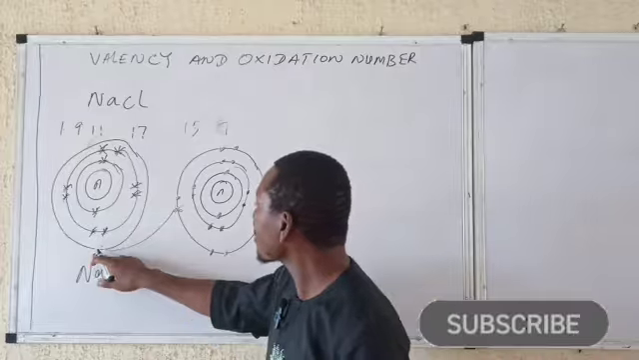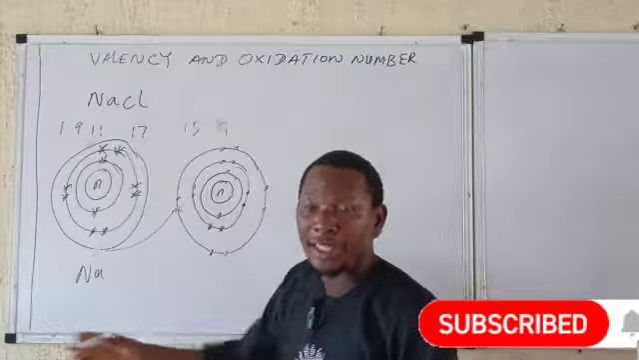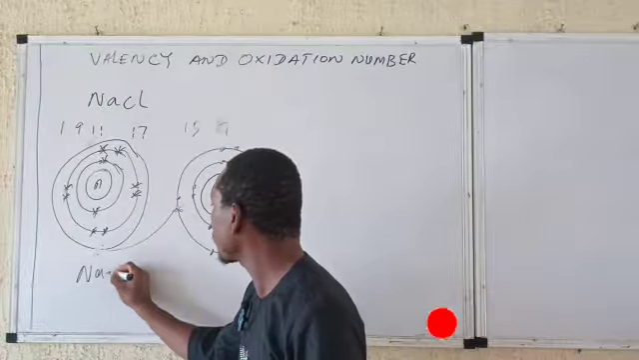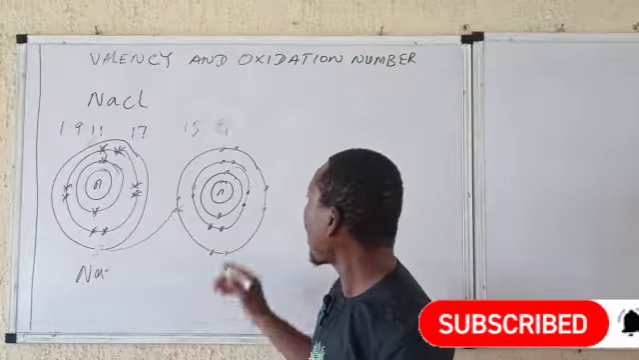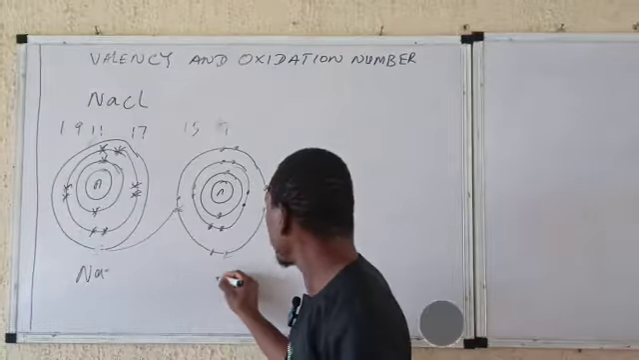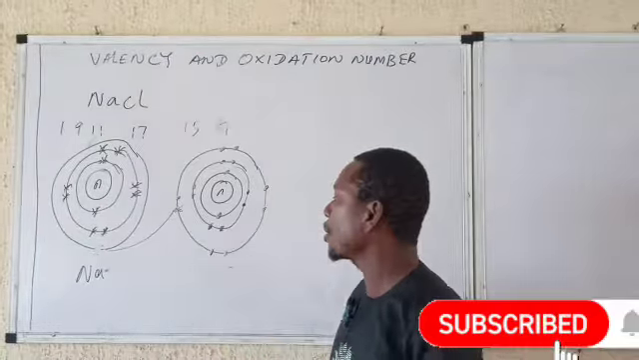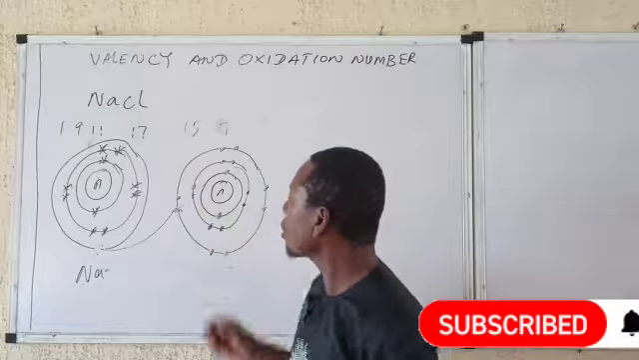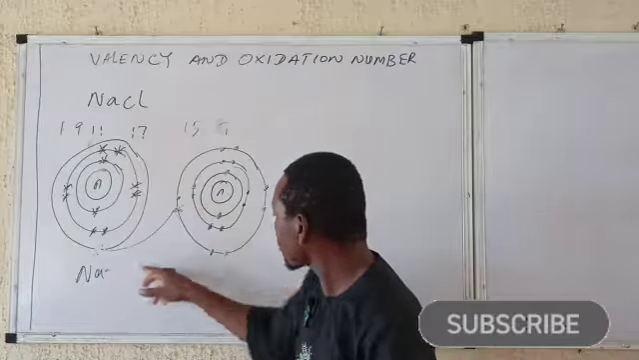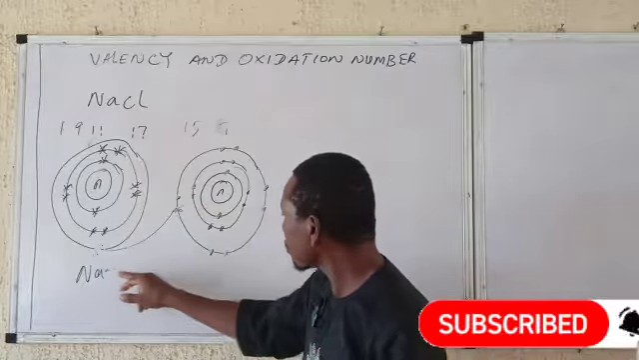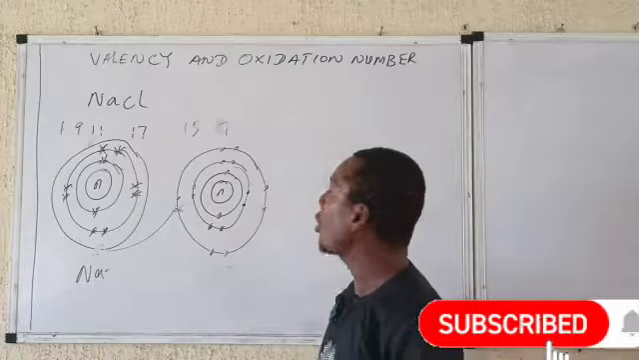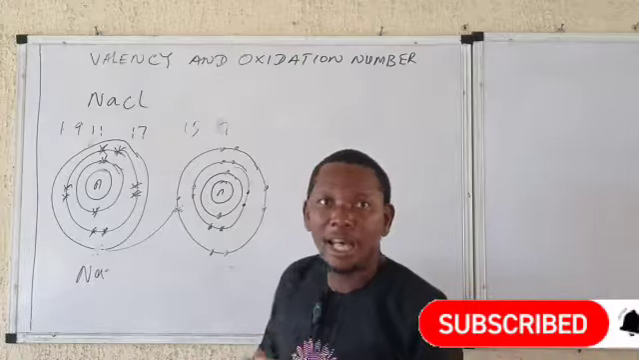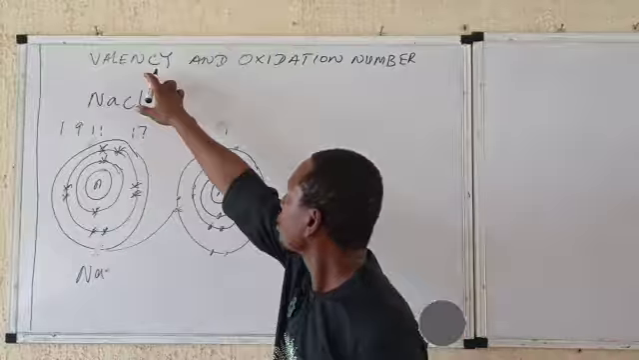Remember, since sodium has lost 1 electron, it will now become positive, while since chlorine has gained 1 electron, it will now become negative. The bond between these 2 is the force of attraction between this positive and negative charge. It's a single bond. So now let's go back to the question.